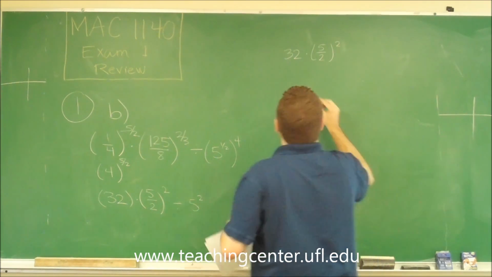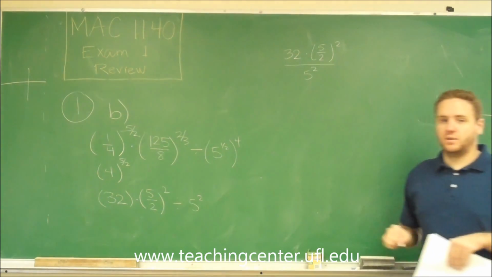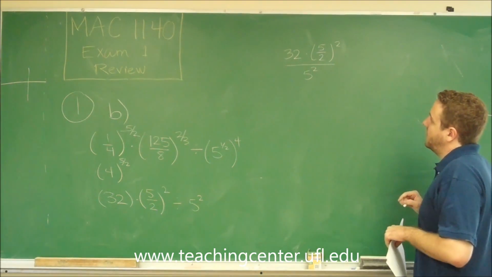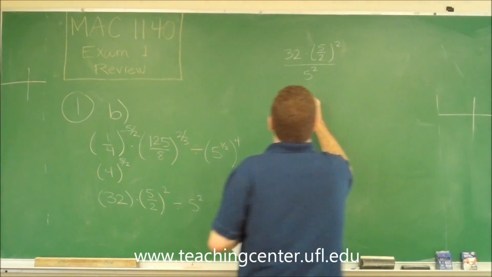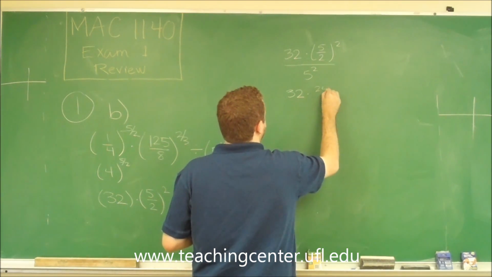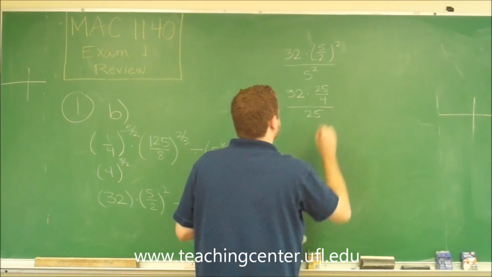And now instead of saying divided by 5 squared, I'll just make it a fraction bar. So this is everything we have now. Lastly, we just need to evaluate this. Well, when you have something squared like that, you just square the top and the bottom. So we have 25/4. 5 squared here is 25.